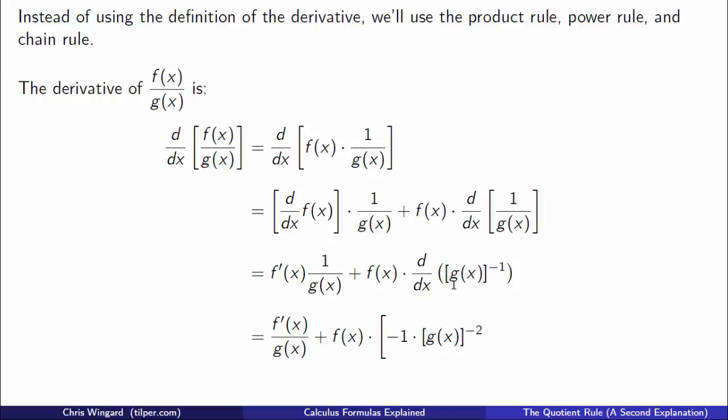So then we can just apply the power rule. So all this stuff over here stays the same. Let's take this f prime of x, put it in the numerator up here with the 1. So we have f prime of x over g of x plus f of x multiplied by, now here's where we're using the power rule. Bring that power down, negative 1 times g of x raised to the negative second power. But then the chain rule says we also have to multiply by the derivative of g of x.